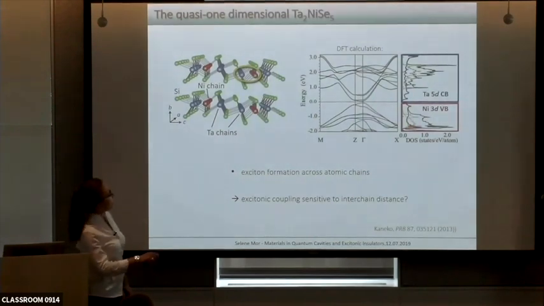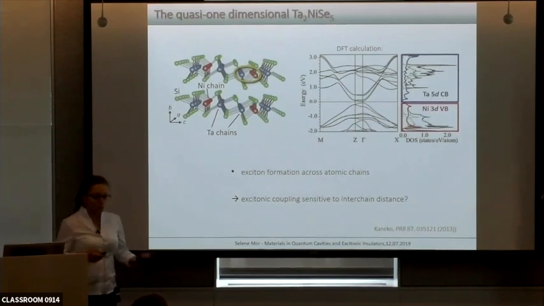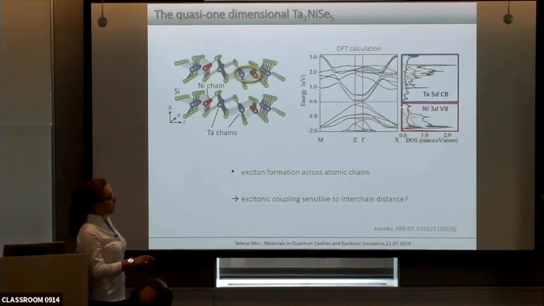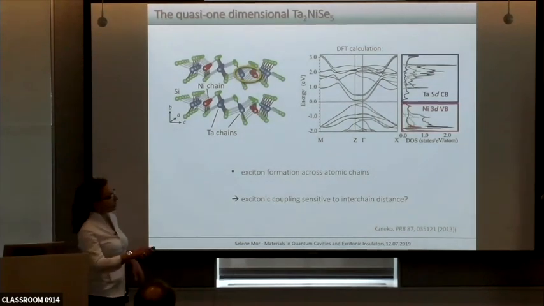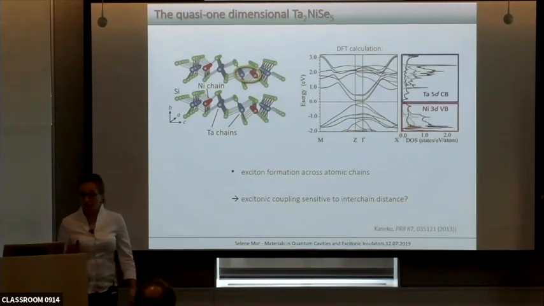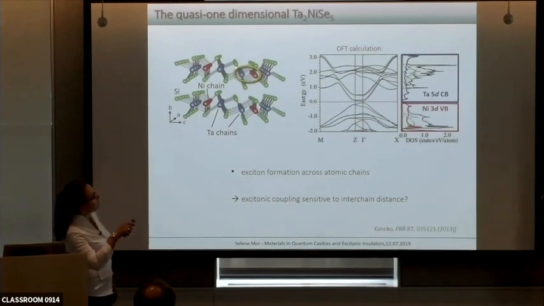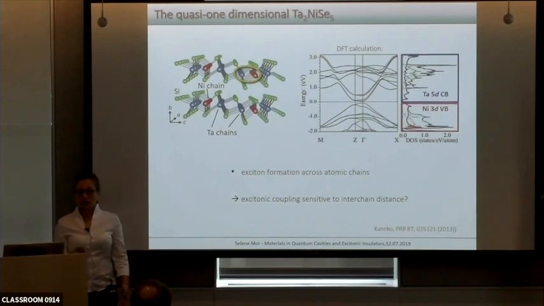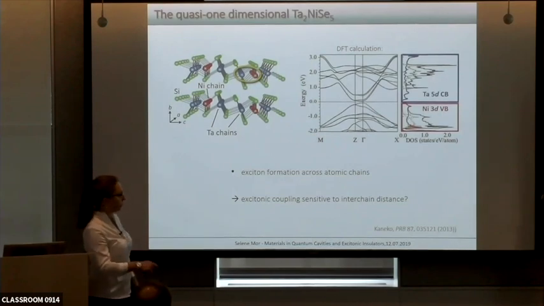So we already know the system is a layered crystal with atomic chains running along the a-axis, and this quasi-one-dimensional structure is also reflected in a rather simple electronic structure, where the upper valence band is mainly formed by the orbitals of the nickel atoms, and the conduction band has mainly the character of the tantalum atom. Which means that when we form excitons, they will be located mostly across the atomic chains. And now the question arises how the interchain distance might be connected to the excitonic coupling.